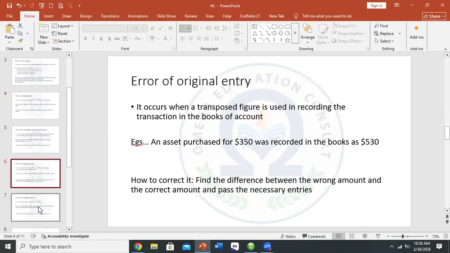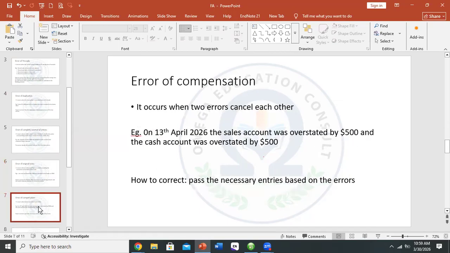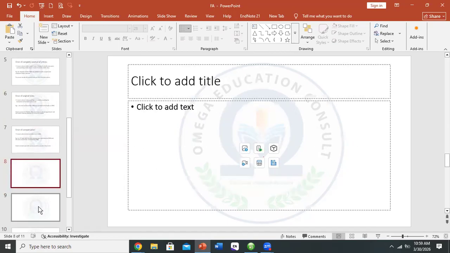Okay. Error of original entry, we say that the accountant mistakenly transposed the figures and used it in recording the transaction, right? Or he used the wrong amount, whether it's due to transposition or whatever. He used the wrong amount to pass the double entry. So here too, when you are correcting, we say find the difference. Then compensating error, I think we concluded on that as well.